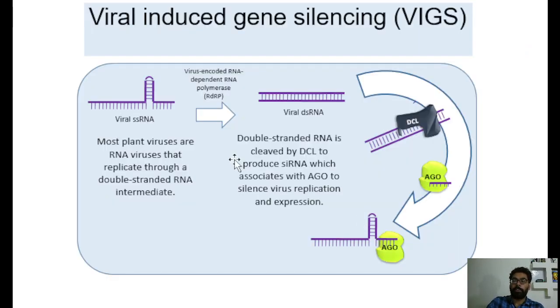So what is happening inside the cells? The viral vector has its own genome. The virus-encoded RNA-dependent RNA polymerase will generate the viral double-stranded RNA that will be recognized by the host machinery. Their DCL will act, and the same process will be repeated up to the silencing of the gene.